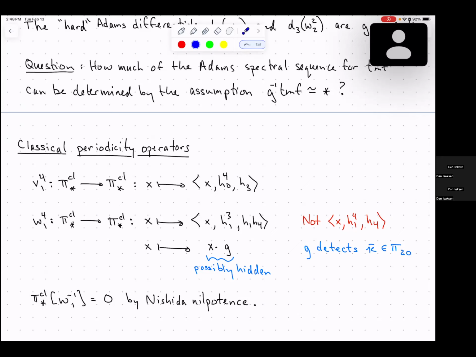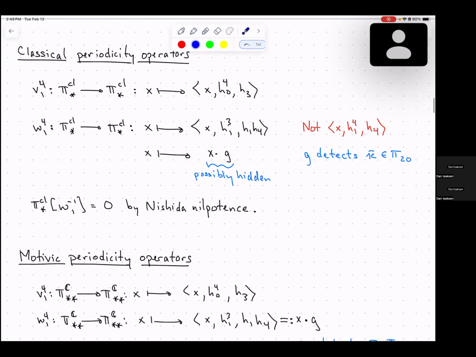So that sort of sucks, and you might give up at this point. It would be reasonable to give up and say, well, there's nothing interesting here. But we don't do that.